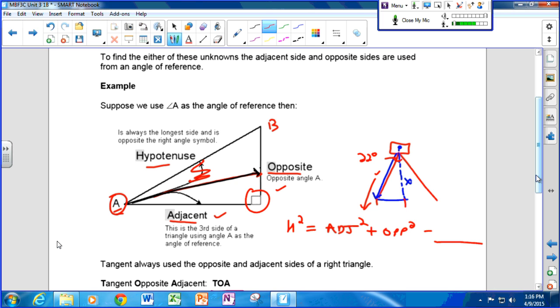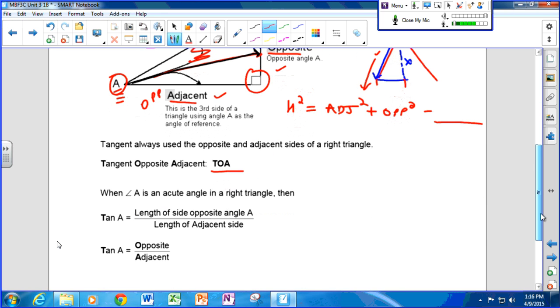So the tangent is opposite over adjacent. If you find the tangent ratio for A, then the tangent ratio for B, of course, now has this as the opposite and this as the adjacent. So you'll notice that they're actually reciprocals. If you have it for A, you hit the 1 over x button, and that's the value of the tangent ratio for B. Just a little shortcut for you.